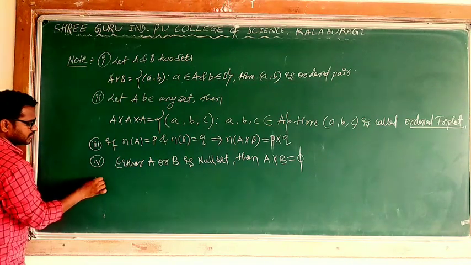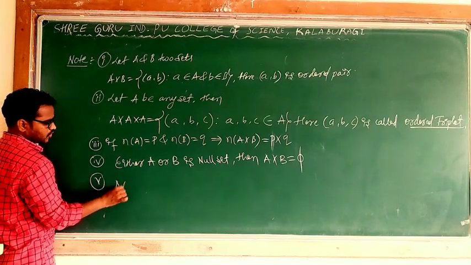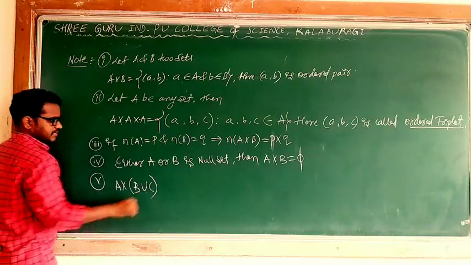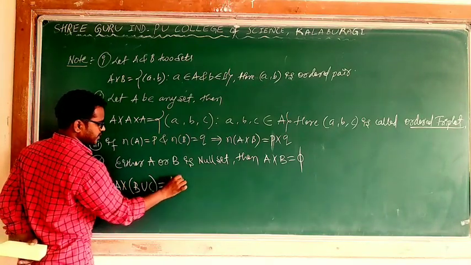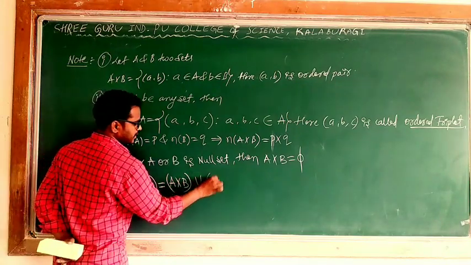And fifth one, I can say two things from this: A cross (B union C) is always (A cross B) union (A cross C).